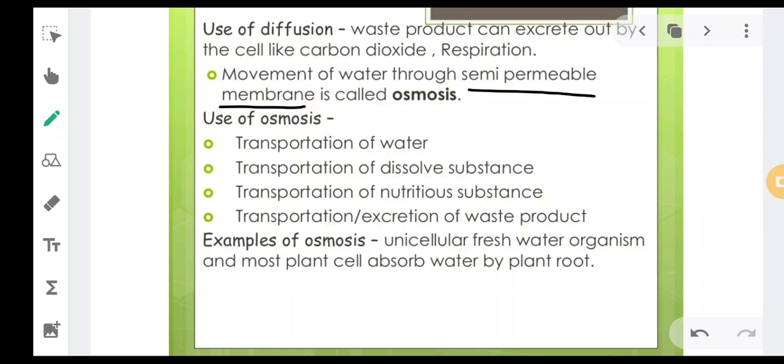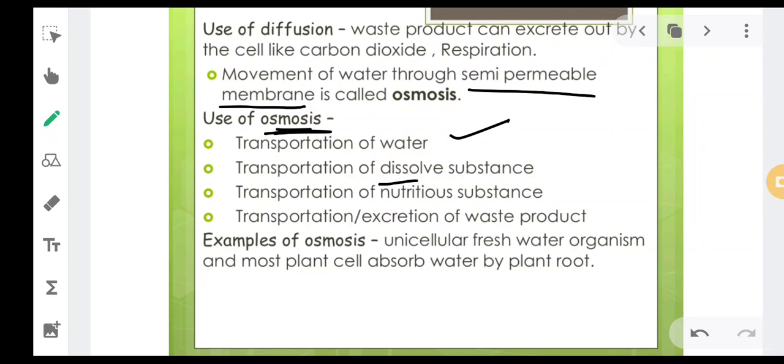So we will see what the uses of osmosis are. Generally it is used in the transportation of water, to transport water from one part to another. Suppose we drink water, the water goes to our stomach. From the stomach it needs to be transported to each and every cell of the body, because each and every cell requires water. So osmosis is a very essential process inside our body for transportation of water.